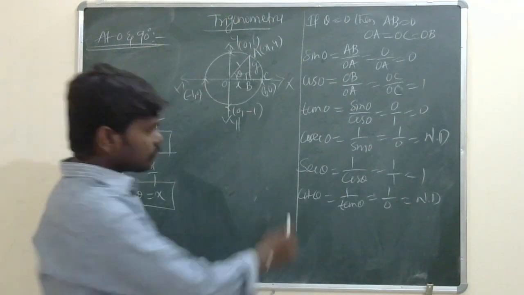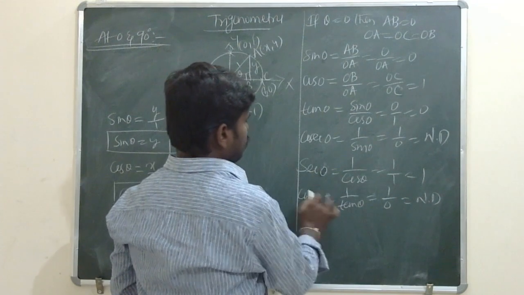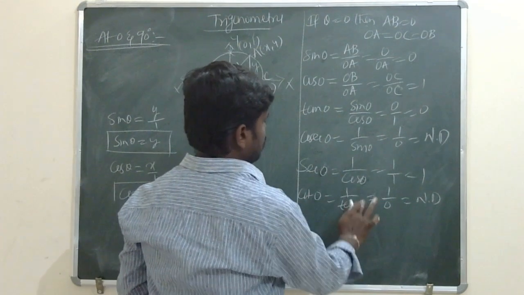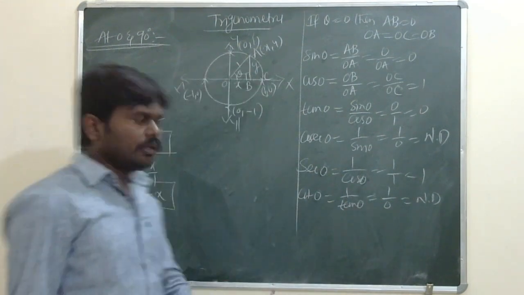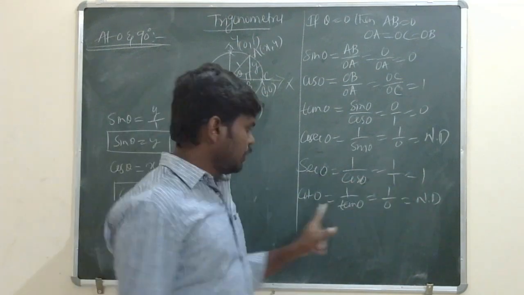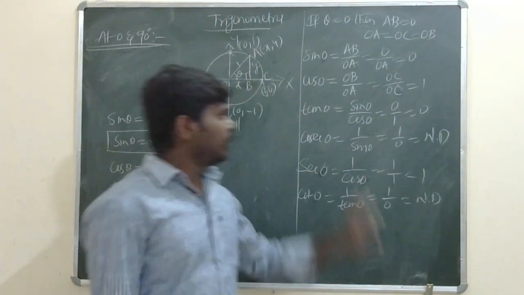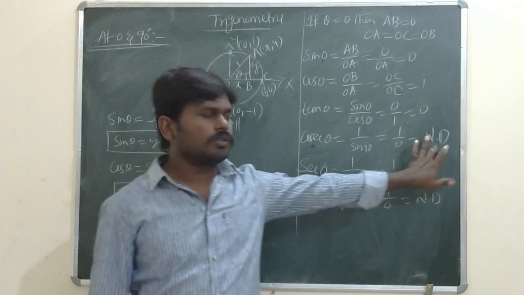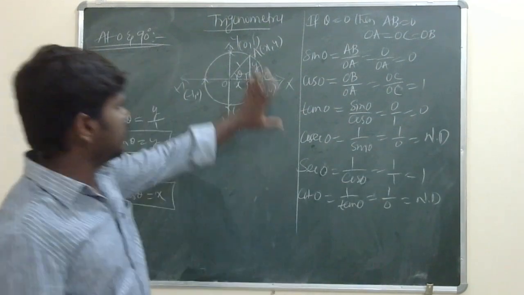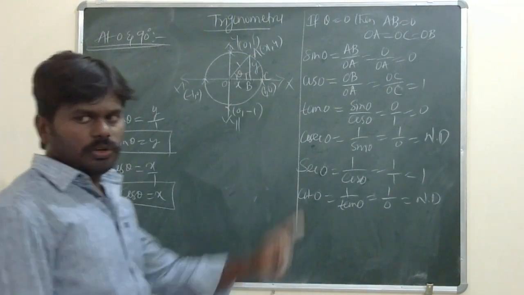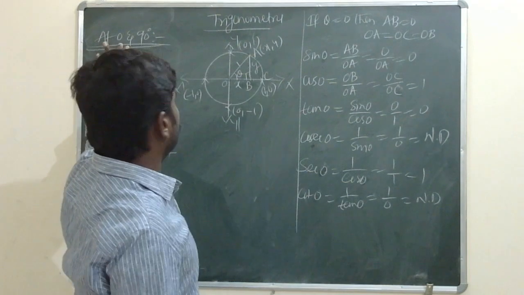Okay. That means secant 0, and here we have substituted the value of theta is equal to 0 here. So secant 0 is equals to 1, cot 0 is equals to not defined, and cosecant 0 is also of course not defined. Okay. So these are the 6 trigonometric ratios values at theta is equal to 0.